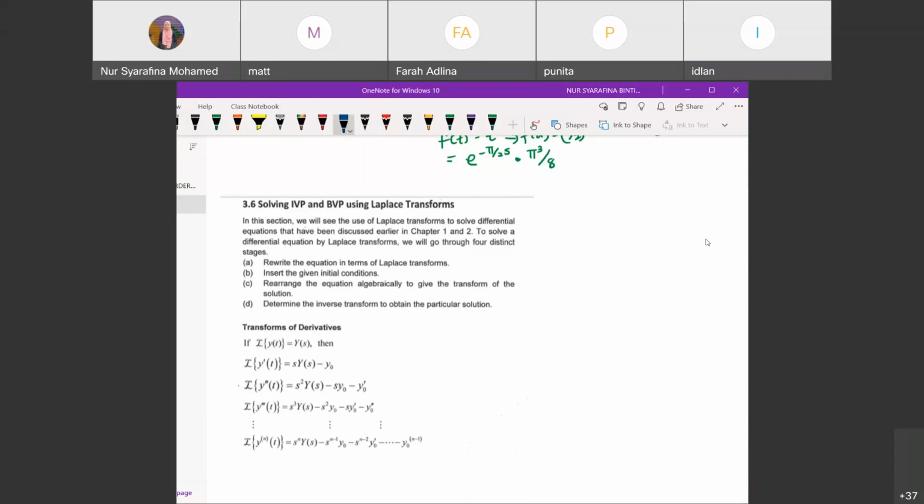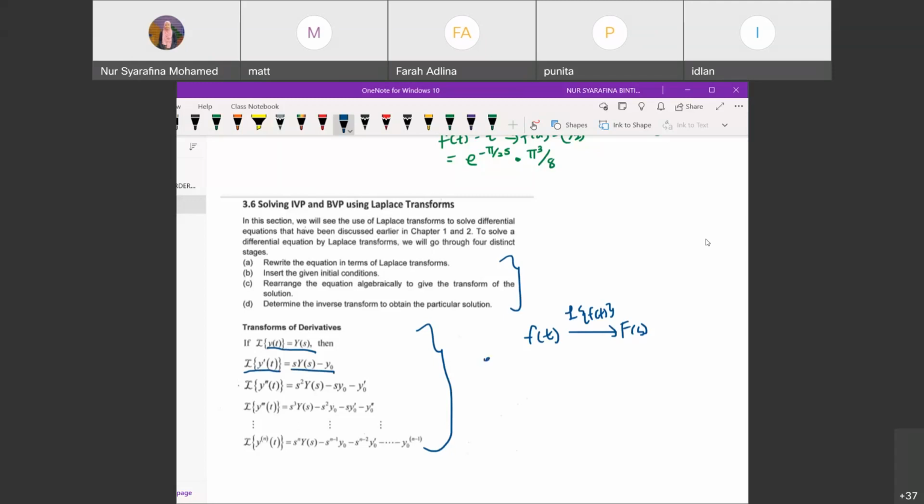So to solve the differential equation by Laplace, we will go through 4 distinct steps. We have to rewrite the function in terms of Laplace, apply the condition, and so on. This one we're going to discuss later, but I'm going to discuss here today how to transform the derivative. If you have f(t), the transform version is F(s). So if you have y(t), the transformation is Y(s). Now if you have y prime, the transform version is sY(s) minus y naught. Okay, so how can we prove this?